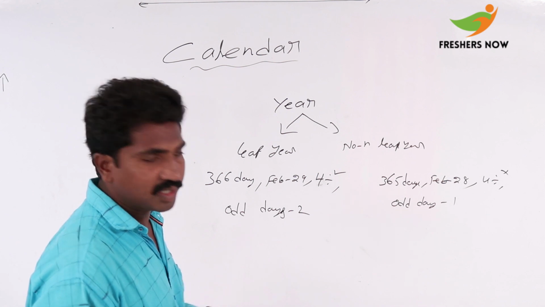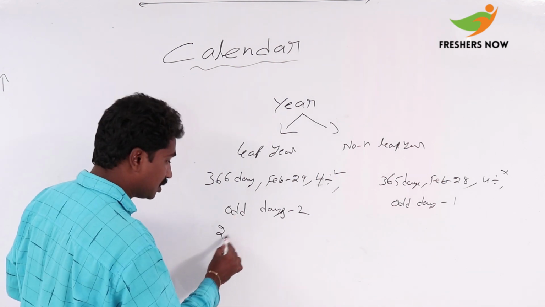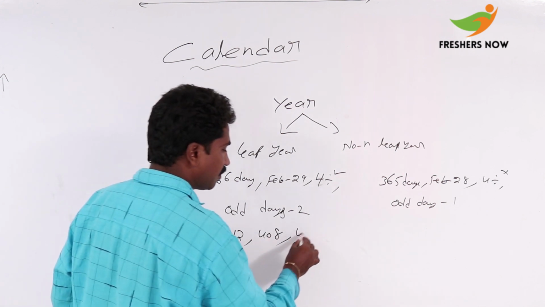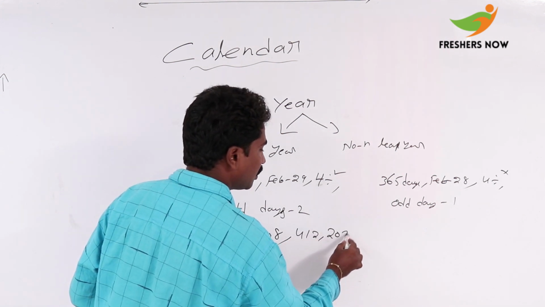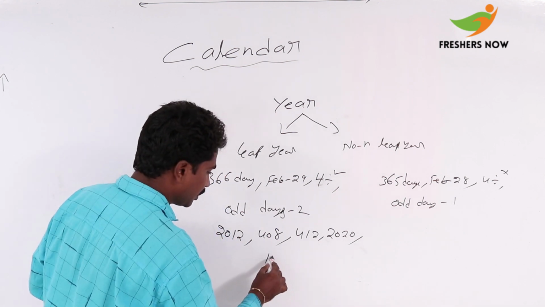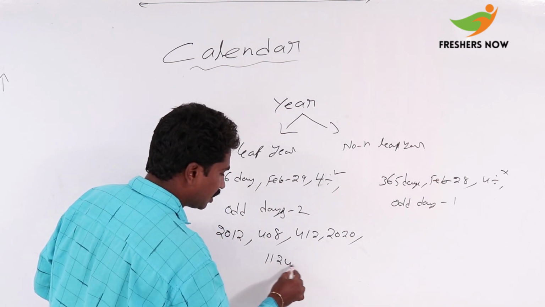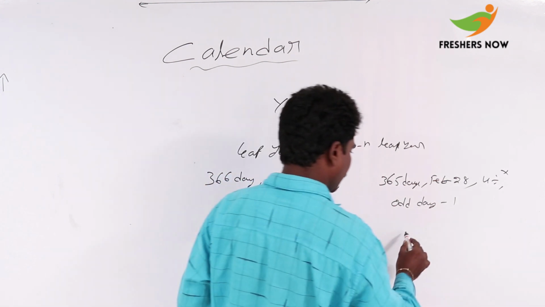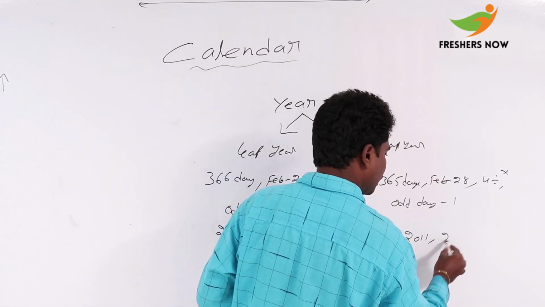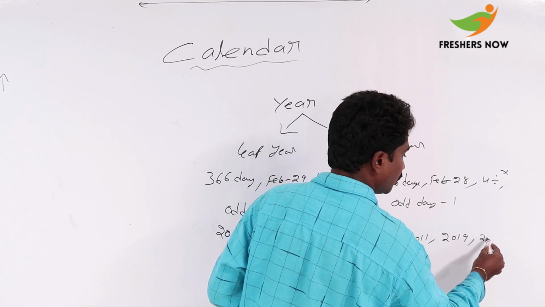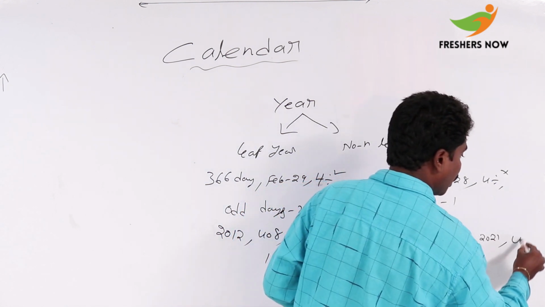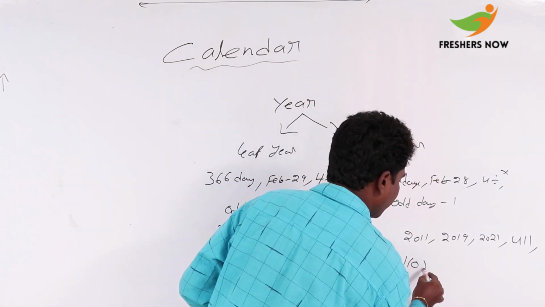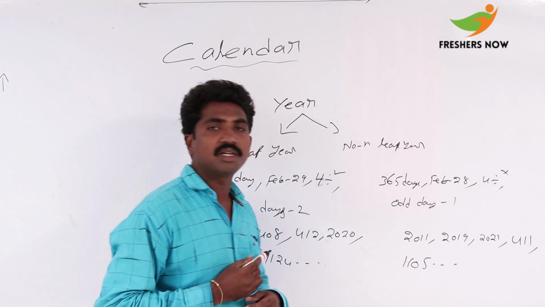What are the examples for leap year? The examples for leap year: 2012, 408, 412, 2020, 1124, like that. These are the examples for leap year. For non-leap year: 2011, 2019, 2021, 411, 1105. These are the examples for non-leap year.